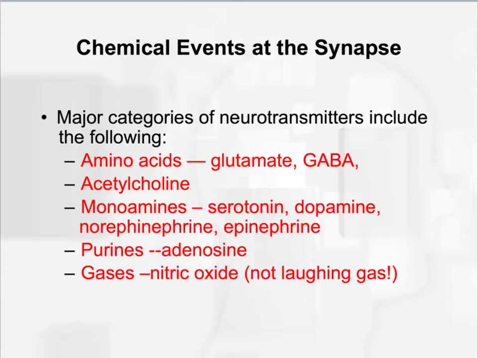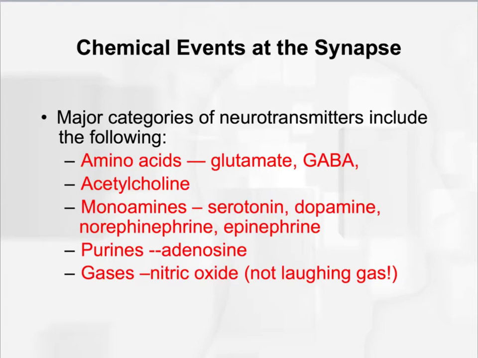We have certain things called monoamines, which are amines or NH compounds, nitrogen hydrogen compounds. Those are serotonin, dopamine, norepinephrine, epinephrine. You might have heard of EpiPen before. Norepinephrine and epinephrine are what you think of when you think of adrenaline. And purines, adenosine, and gases such as nitric oxide, not laughing gas, which is nitrous oxide, that can cause different effects when they are used as neurotransmitters.